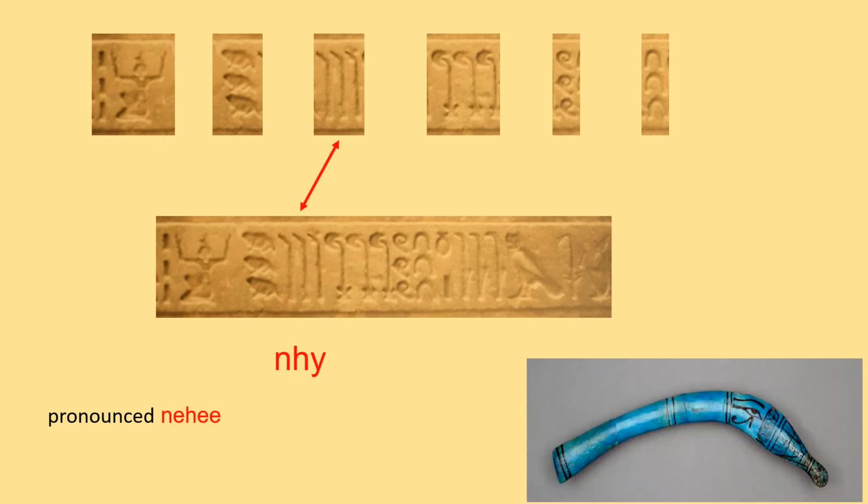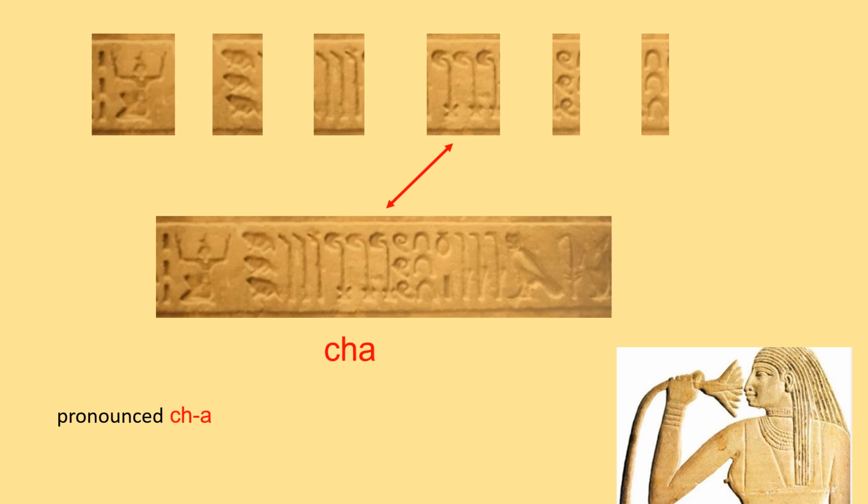The third numeral is represented by a boomerang. It is transliterated NHY, and we will pronounce it Nehi. The fourth numeral is represented by a lotus flower. It is transliterated CHA, and we pronounce it Cha.